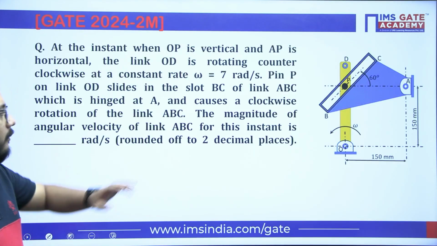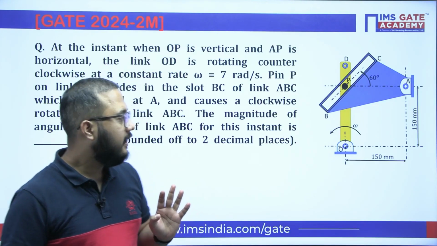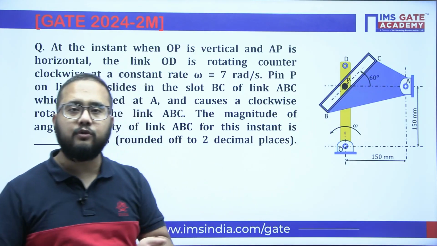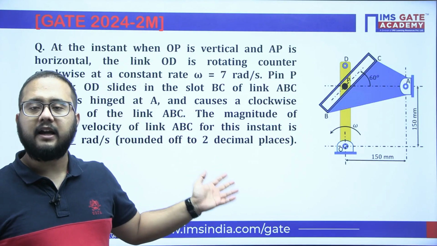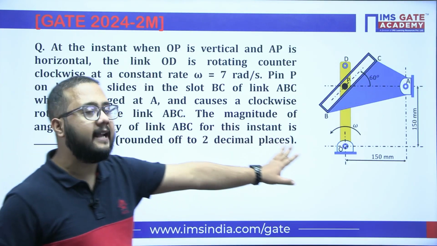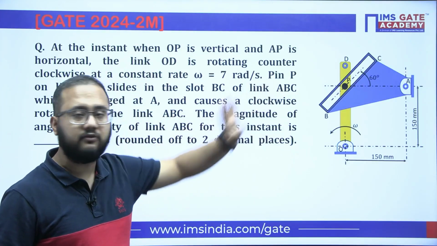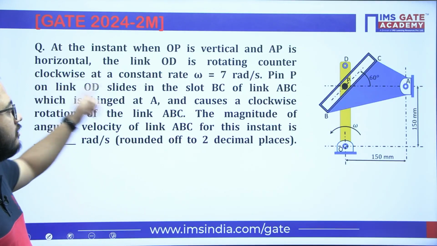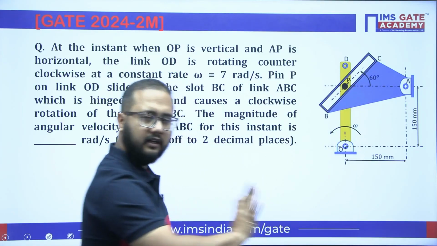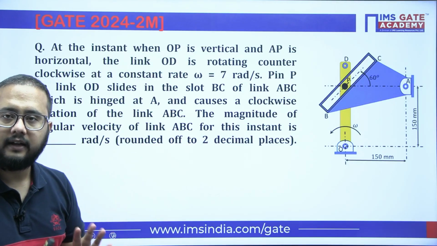Yes, this was the problem which was asked in GATE 2024 examination for 2 marks, right? Now, maybe many people will find it difficult, or maybe they are confused how the motion will happen in this particular mechanism. So please read the question very carefully first of all. Before looking at the diagram, we will first read the question. So at the instant when OP is vertical, and AP is horizontal, this AP is horizontal and OP is vertical. Whatever they have mentioned, we can easily understand from the diagram also, right?